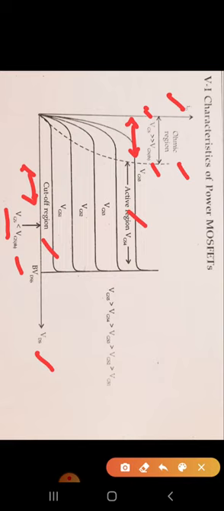So this is a simple one. The last one remaining is the active region. You are seeing the active region here. So what happens in the active region? In the active region, there are a number of curves we are observing here. VGS1 is one curve, VGS2 is the second curve, this is VGS3, the third curve, and this is VGS4, the last curve. So how are these different curves coming? The current changes here.